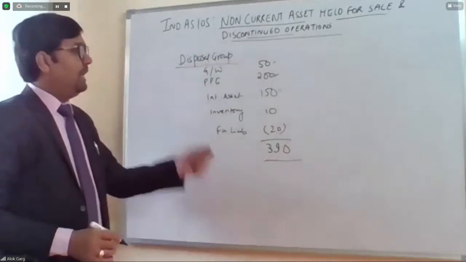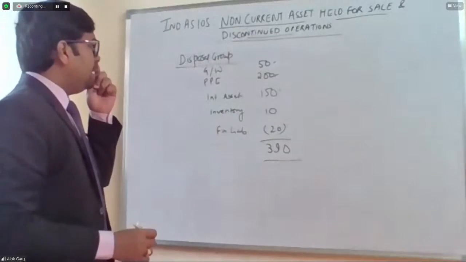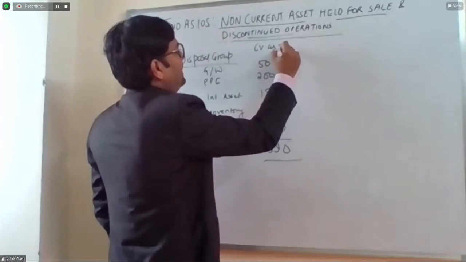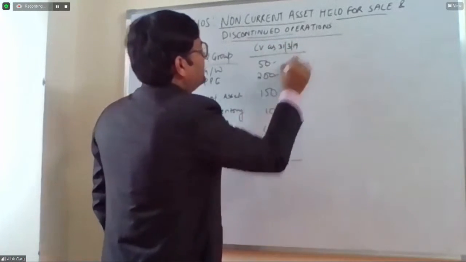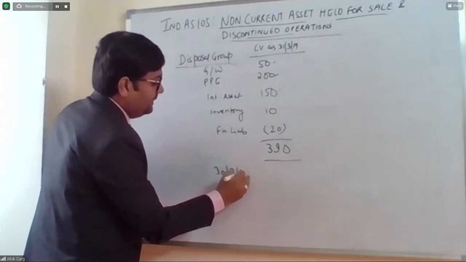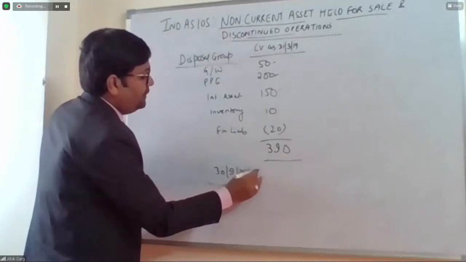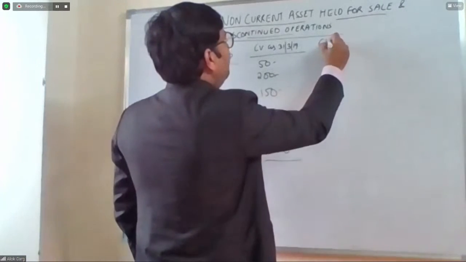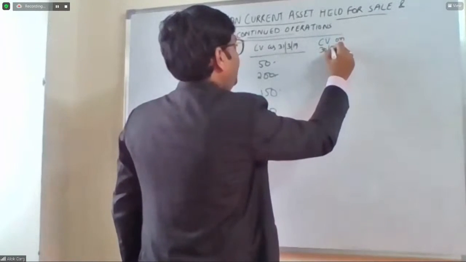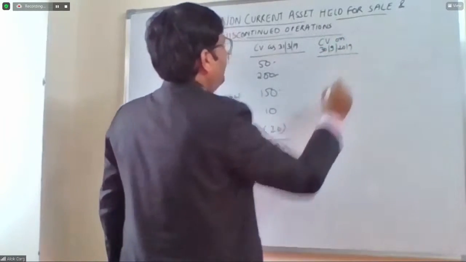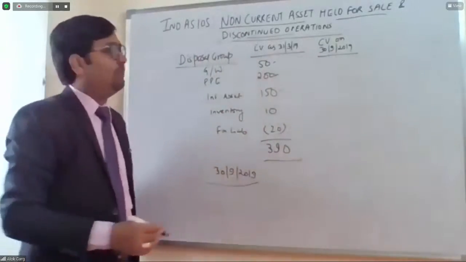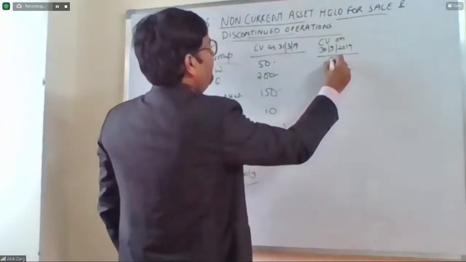Now the standard says that in case of a disposal group, this is the carrying value as on the reporting date, for example, 31st March 19. And this disposal group is classified as held for sale on 30th June 2019. So the standard says that you need to calculate the carrying value of this disposal group on 30th September 2019. And the standard says that you need to calculate the carrying value as per the respective standard. For goodwill, let's say for this goodwill it is 50.